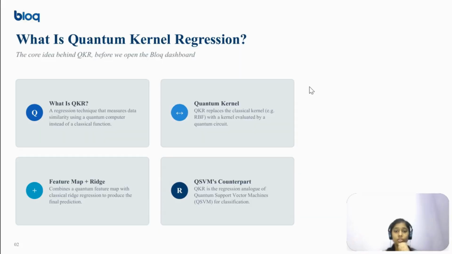So, what exactly is quantum kernel regression? Quantum kernel regression is a machine learning technique used for predicting continuous values. So, instead of using classical kernels like the radial basis function or the RBF kernel, QKR computes similarity between the data points using a quantum circuit.